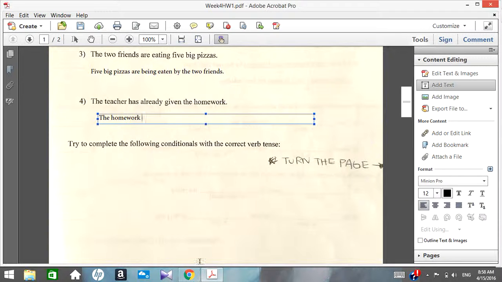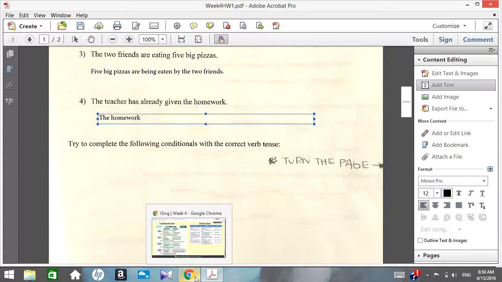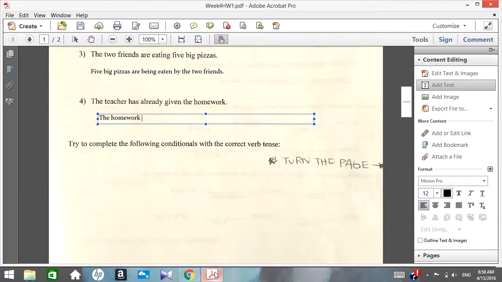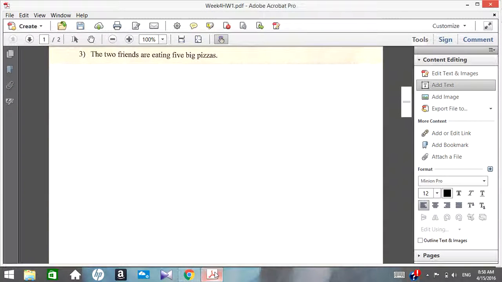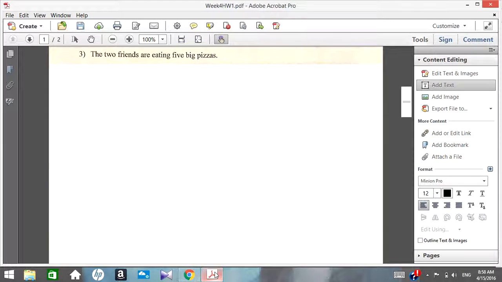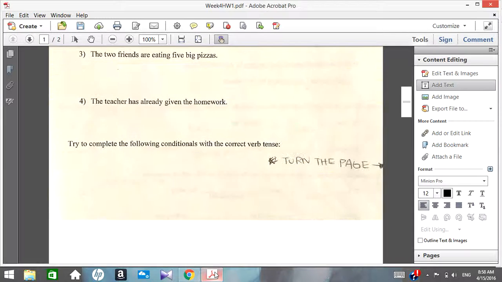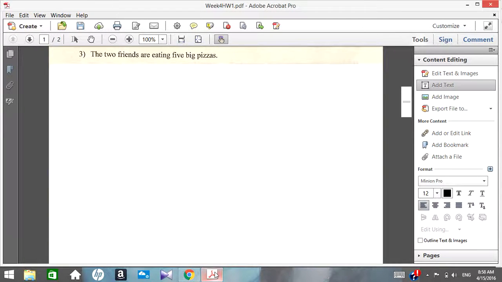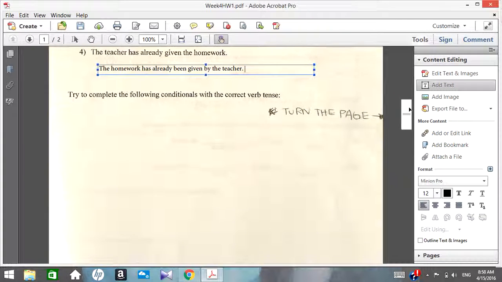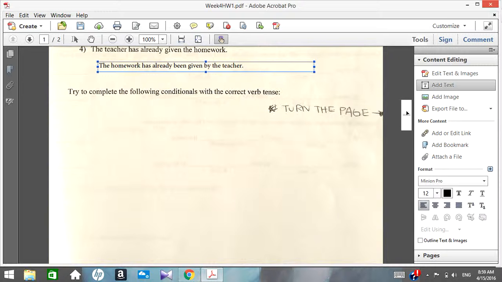Okay, so let's go. This one's a little bit tricky, so I want to go back and make sure I got the chart. Present perfect, right? So this is the form it's going to take, has, and then I have to add been, and then the third form of the verb. So the homework has, and then the already stays in the same place. Has already, and I add been, given by the teacher. And that's how it goes. Okay, last one. Oh, we're done with the passives then.